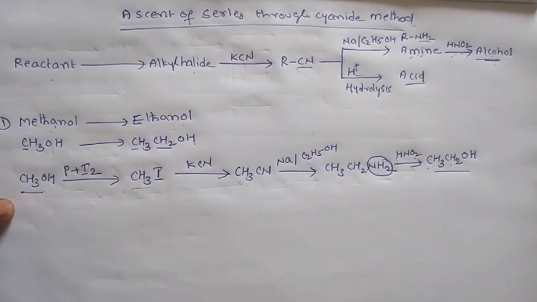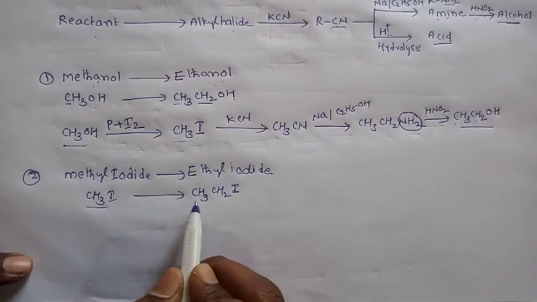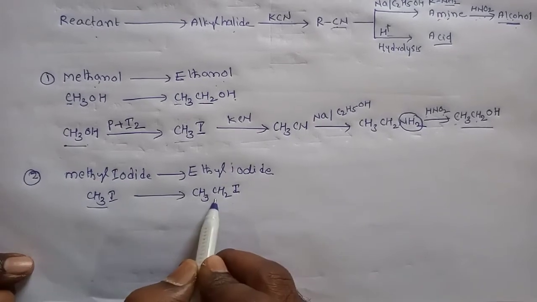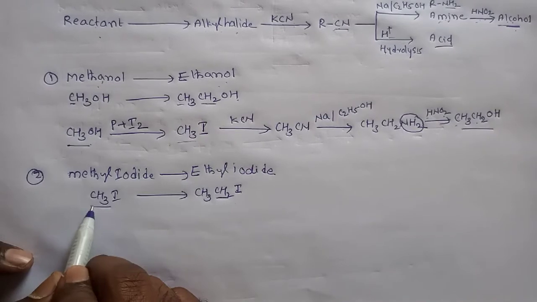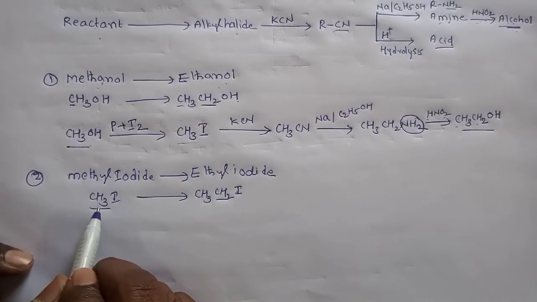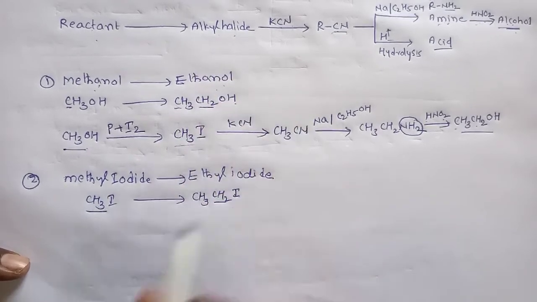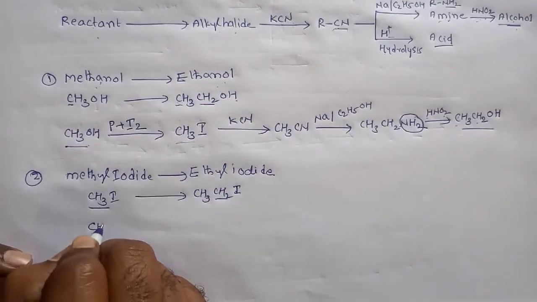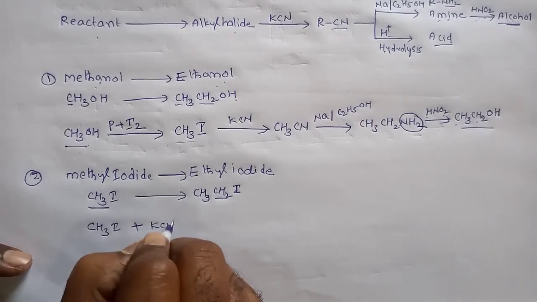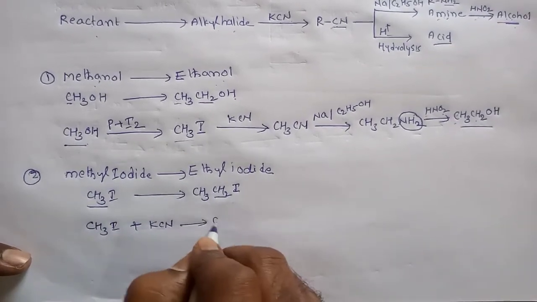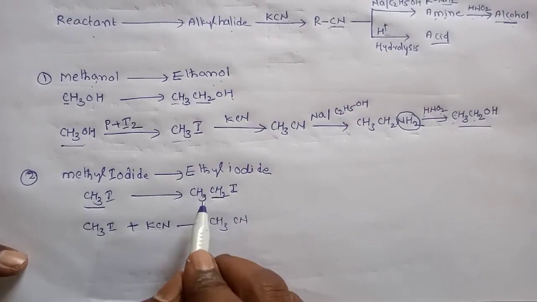Okay, second example, methyl iodide is converted into ethyl iodide. So here also one carbon we have to increase, right? So already here alkyl halide is given. So when alkyl halide is given, then we can start the reaction from here. Now alkyl halide CH3I reacts with KCN, and it will give CH3CN. Right, now we need to increase the carbon atoms.